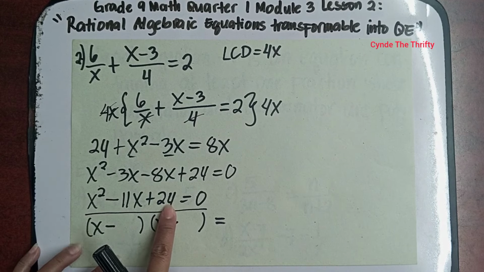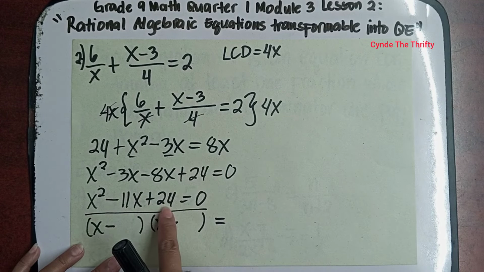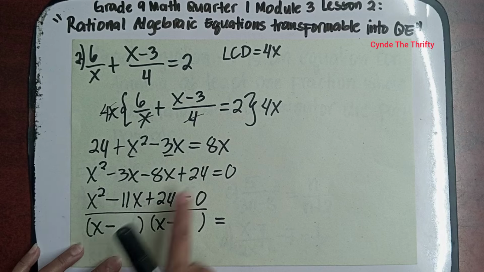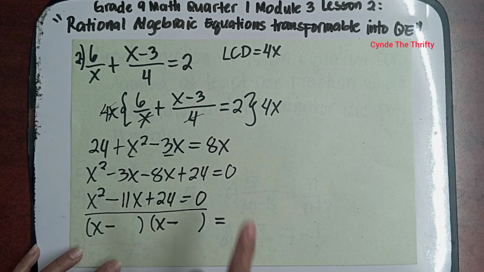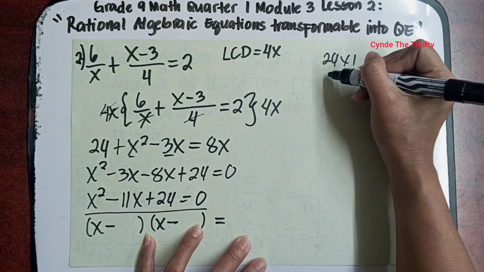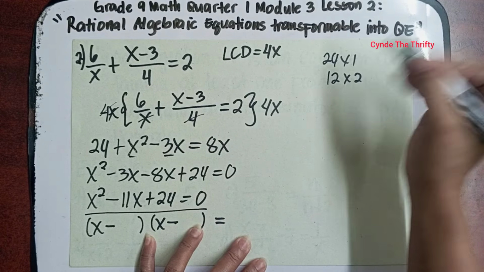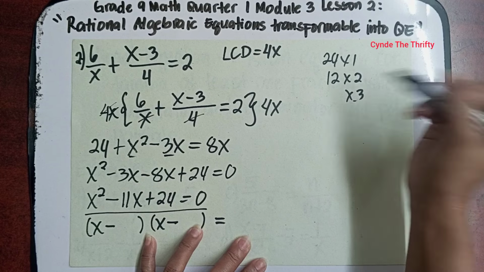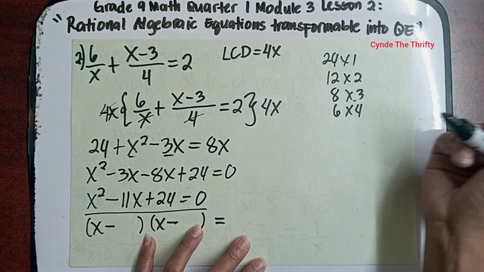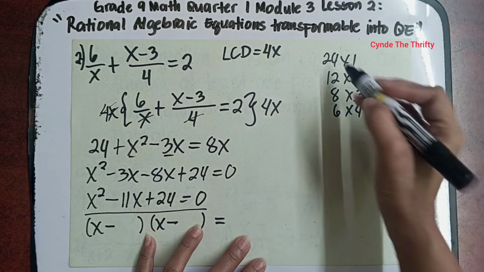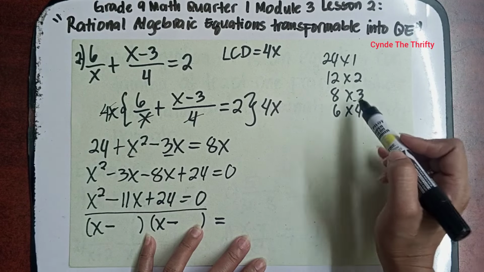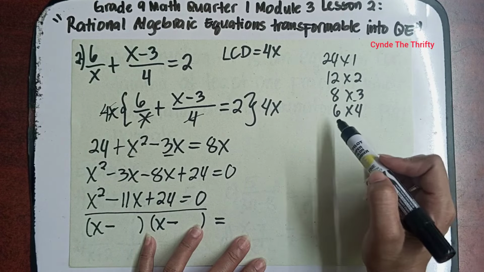So, si 24, maghahanap tayo ng factor ni 24 na mag-result sa kanyang 11. Okay? Kapag i-add natin, ang result is 11. So, ang factors ni 24 are 24 times 1, 12 times 2, 8 times 3, 6 times 4. Okay? Meron pa ba sa 5? Wala na. Okay, so ito yung factors ni 24. 1 times 24, 24. 2 times 12, 24. 3 times 8 is equal to 24. And 4 times 6 is equal to 24.